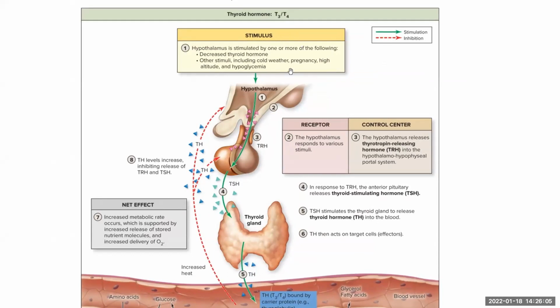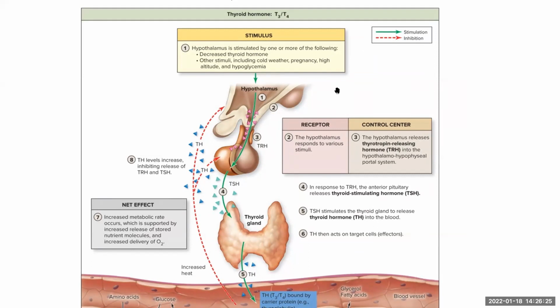Here are some of the stimuli that are going to occur. Like I said, cold weather, pregnancy. What's going on during pregnancy? A baby's growing. And so mom is going to be growing new tissue to help support that baby, especially in the uterus and in other places. So thyroid hormone helps with that.